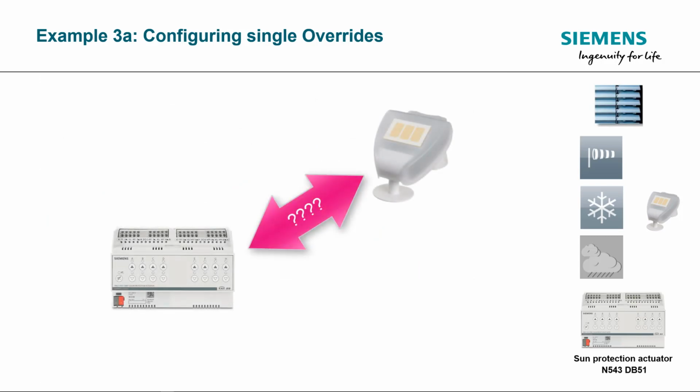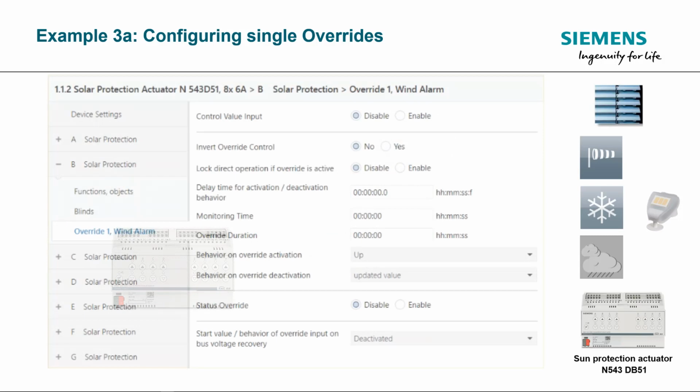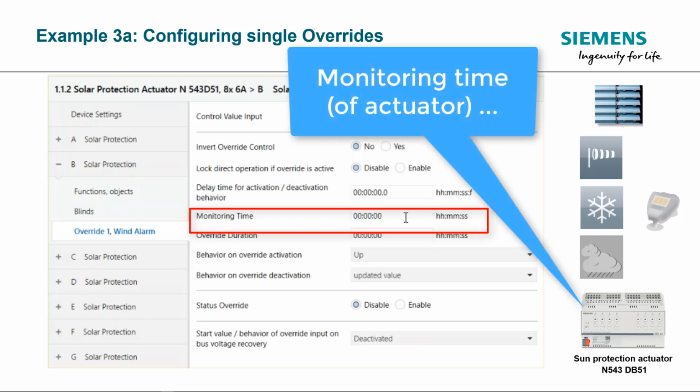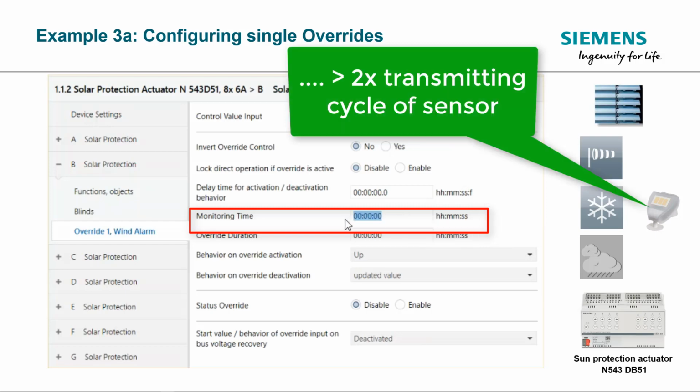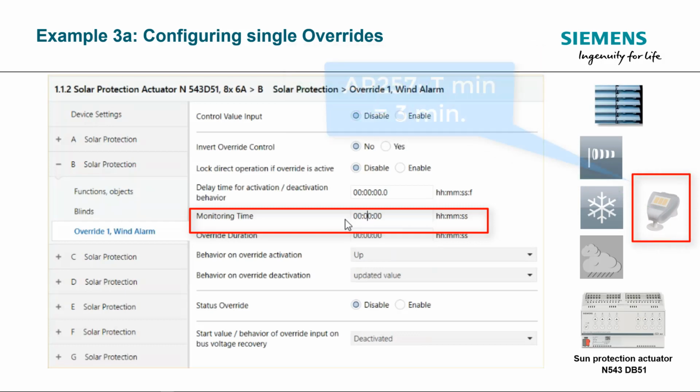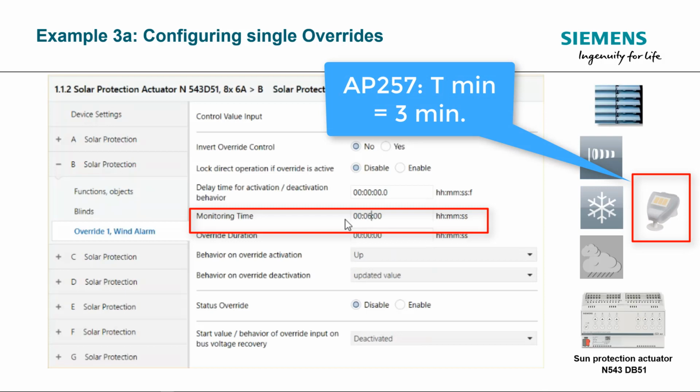First of all, the monitoring of the sensor has to be set. For this, we have to set a suitable time in the parameter monitoring time. Usually, it is recommended to set a time which is greater than 2 times the telegram cycle time of the sensor, for example, of a Weather Central. The Siemens Weather Central AP257 has a minimum cycle time of 3 minutes. Therefore, I set the monitoring time for 6.5 minutes.